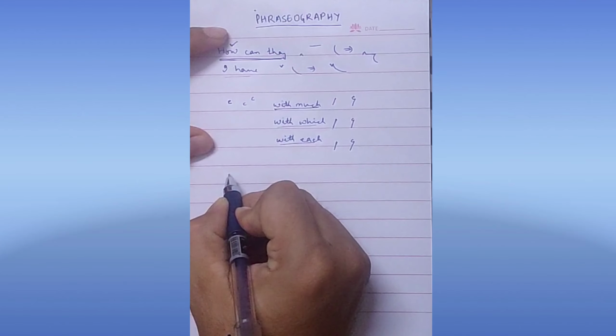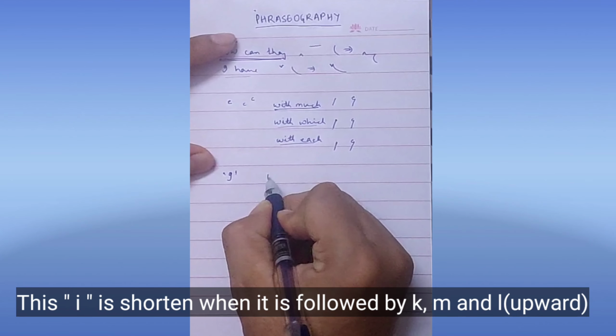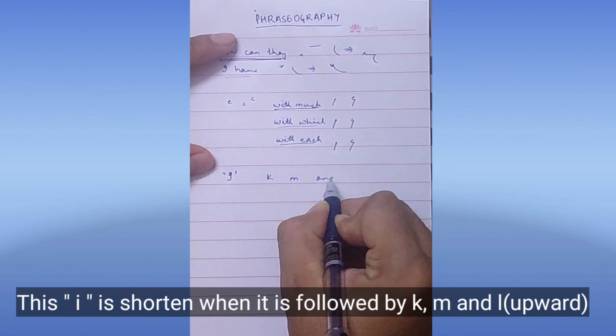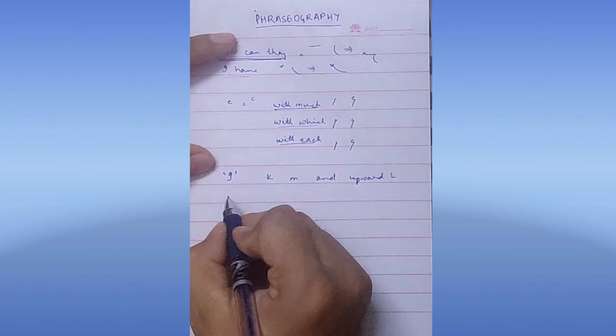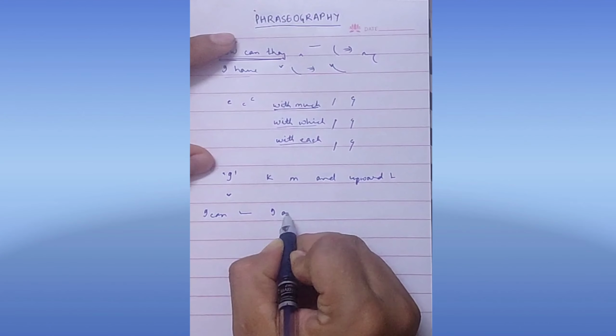For the next point we will talk about "I". This "I" is shortened when it is followed by K, M, and upward L. This "I" sign is shortened. So if you were to write "I can", "I am", "I will". I think you can understand this point.